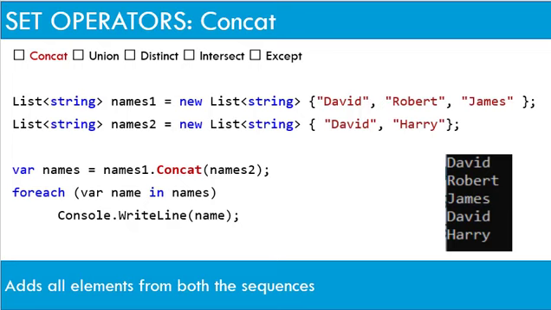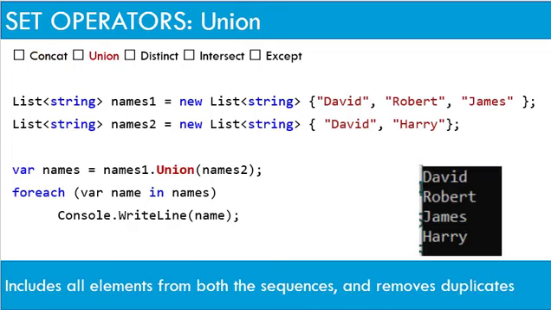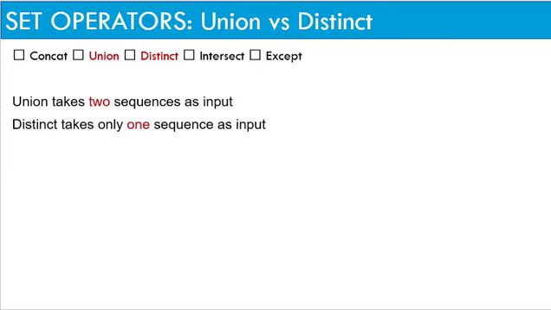If you do not want duplicates in the output, you can use union operator. The union set operator concats the sequences, but it removes the duplicate elements. Here I have used the union operator and now David is appearing only once in the output. The difference between union and distinct is that the union takes two sequences as input and returns distinct elements, whereas distinct operator takes only one sequence as input and returns distinct elements.